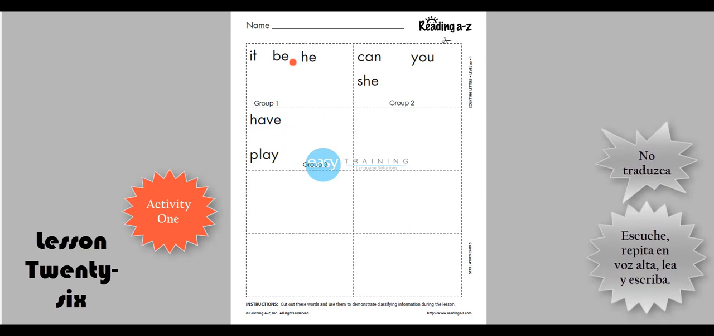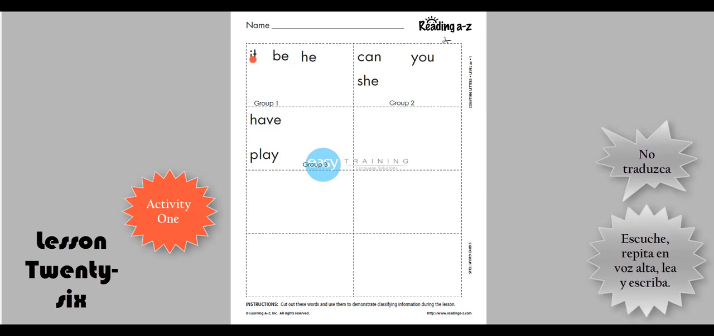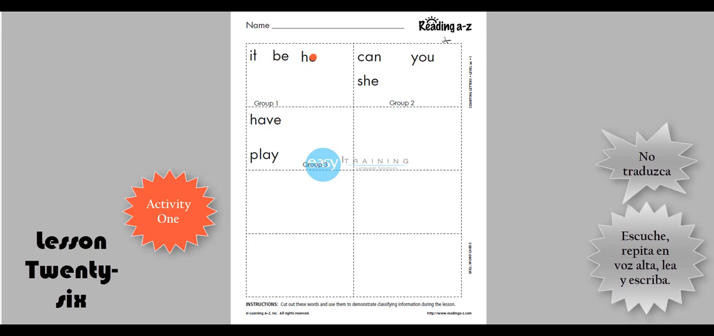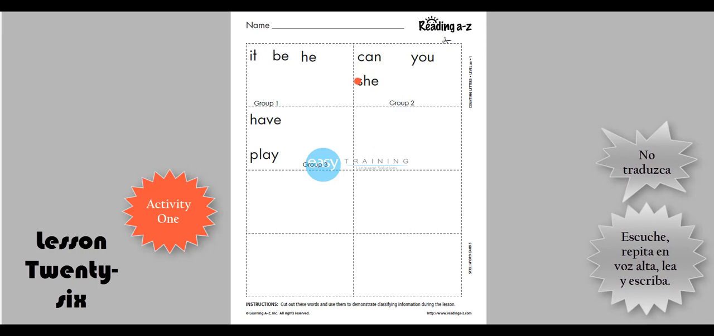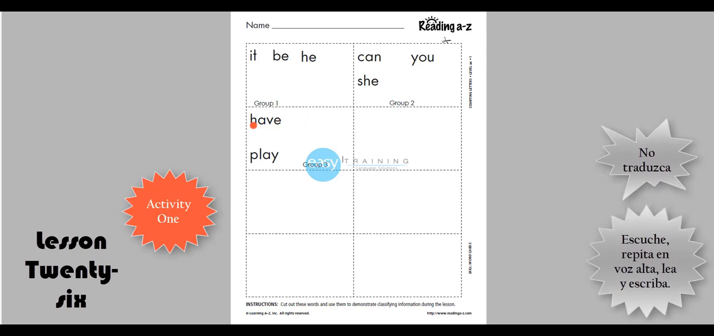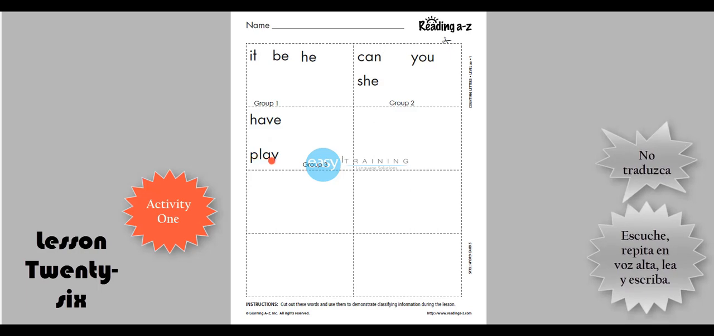Cada word in group 1 has 1, 2 letters. Cada word in group 2 has 1, 2, 3 letters. And cada word in group 3 has 1, 2, 3, 4 letters.